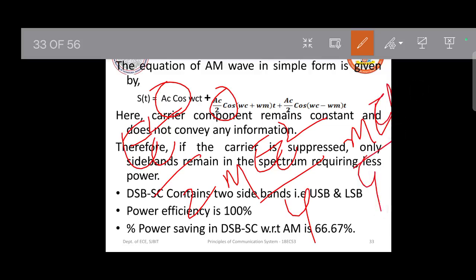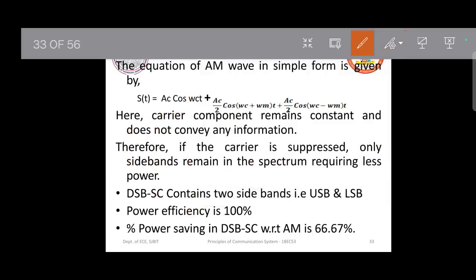So what we observe is the carrier component consumes more power but does not convey any information at all, which is of no use for us. So that is why we always try to suppress the carrier and try to convey only the other two components, which are lower and upper sideband components. And when you do that, we are basically performing what is called a double sideband suppressed carrier.